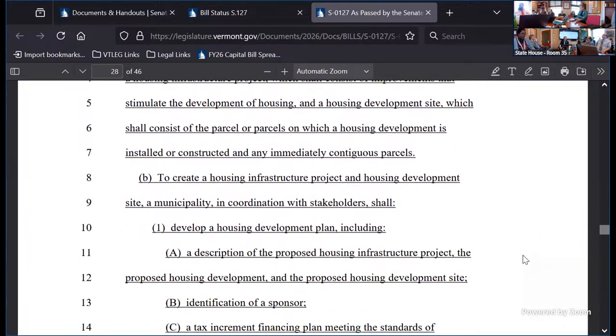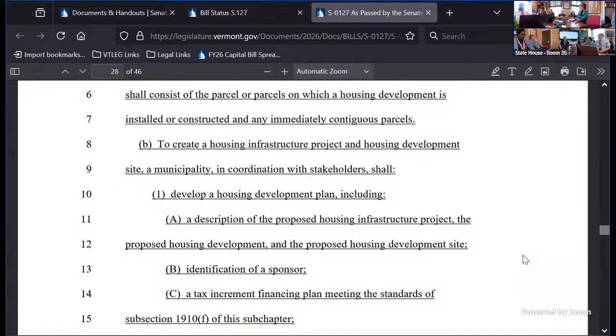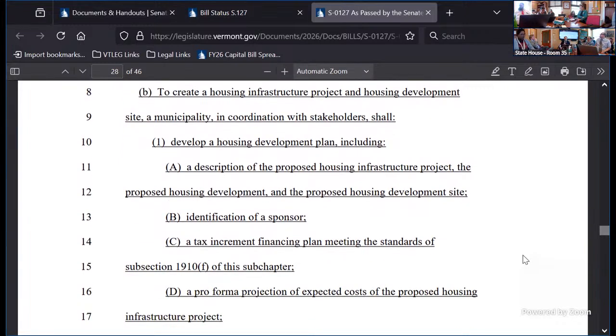To do this, a municipality in coordination with stakeholders shall develop a housing development plan, which includes a description of the infrastructure project, the proposed housing development, and the proposed site. Identification of a sponsor, so who is financing the infrastructure? Again, it's just the infrastructure that's being financed by the sponsor. The sponsor could be financing more pieces, but that's not what's governed by this piece, and the other financing would not be eligible for the tax increment financing.